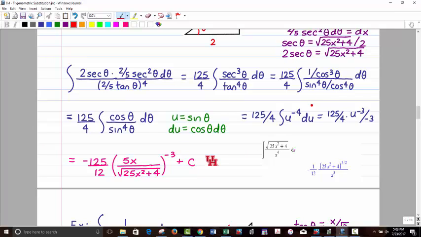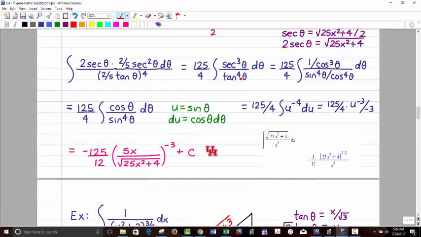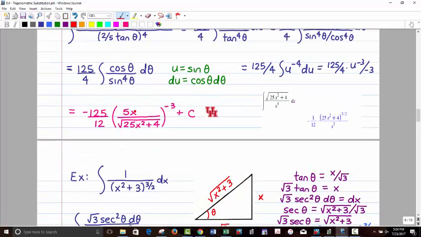And u to the negative 3, so you have to change this back, so u is sine. So essentially this becomes sine of theta raised to the negative 3. So sine will be opposite over hypotenuse. So it's 5x over the radical. So it's 5x over the radical raised to the negative 3.